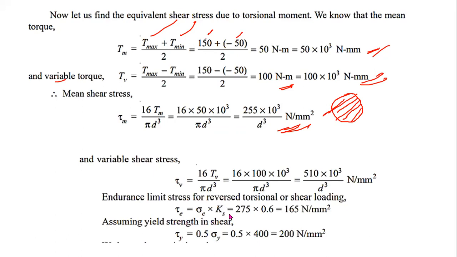Tau e equal to sigma e into ks. Ks is the shear stress factor, value 0.6, given in our question. So sigma e equal to 275, that is half of the ultimate stress. So endurance limit for shear stress equal to 165 Newton per mm square. Tau y equal to half of the yield stress, so 0.5 into sigma y equal to 400. The 400 value is given in our question, so 200 Newton per mm square. Please remember, these two values are not given in our question, so that's why I consider standard formulas.